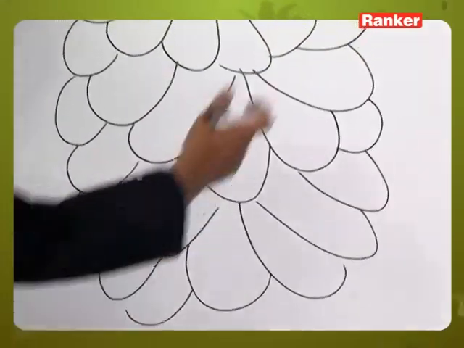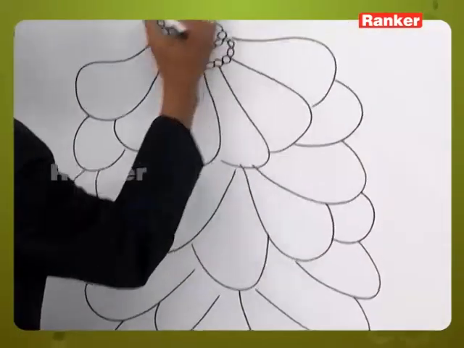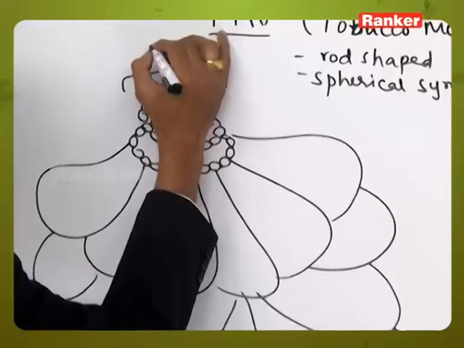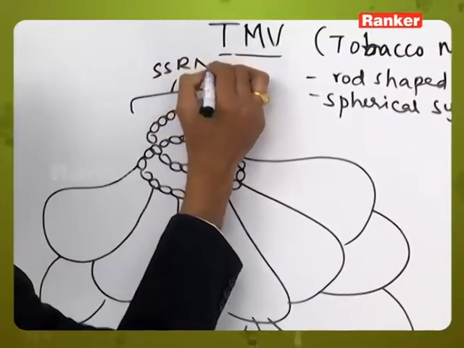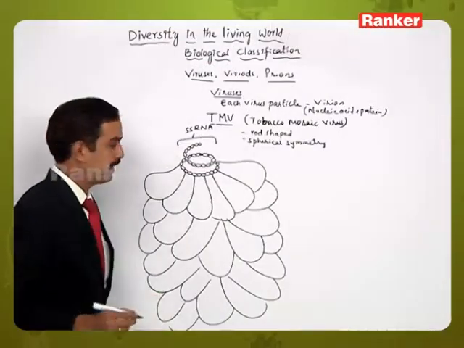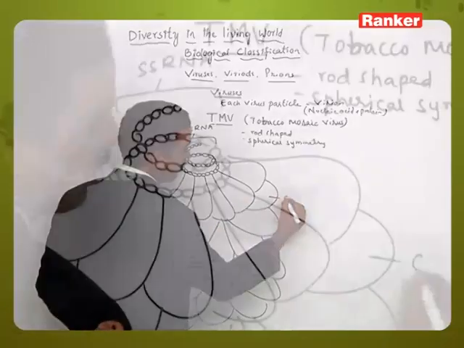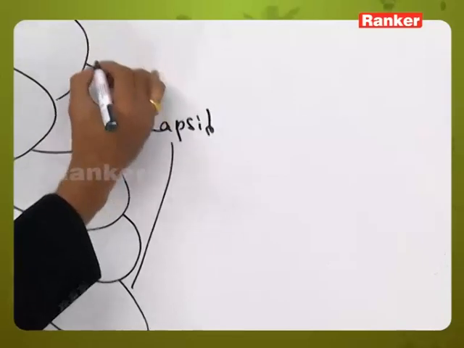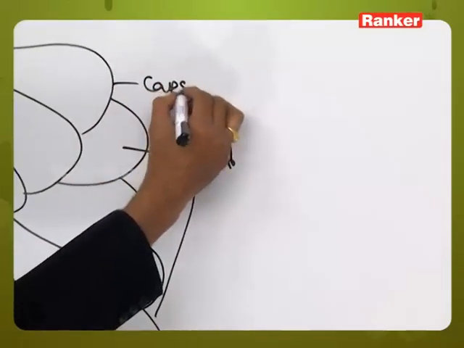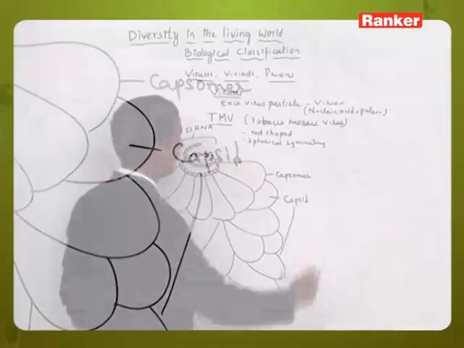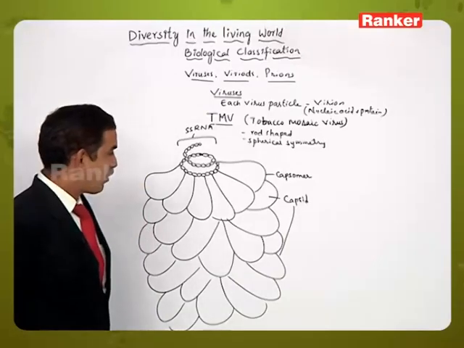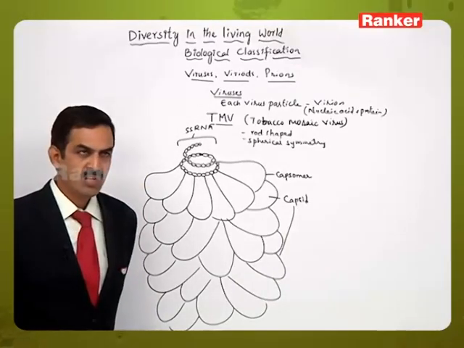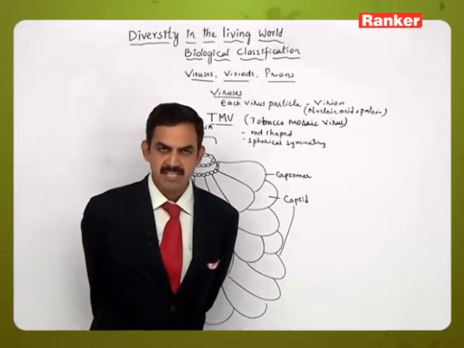So likewise we can see the rod shaped structure. This is a central core which is made up of a single stranded RNA molecule. Then this entire part is called a capsid, and an individual structure of the capsid is called a capsomer. And generally the number of capsomers present in one capsid may differ.